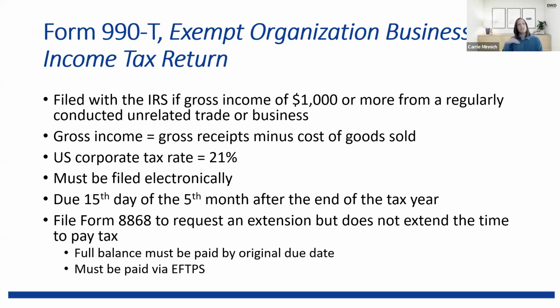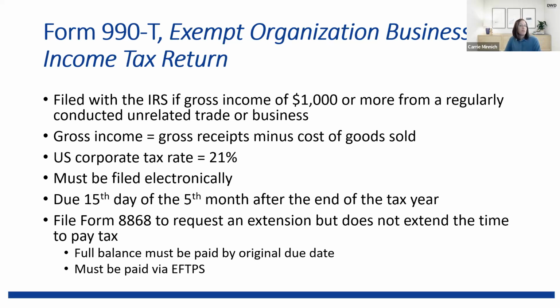So what we do is we take the gross income from that activity, less cost of goods sold, less any direct expenses, whether it be salaries or other costs related to that activity, to come down to a net amount. That net amount is taxed just like any other corporation at 21%. And you pay these taxes and file this return via the 990T with the IRS.